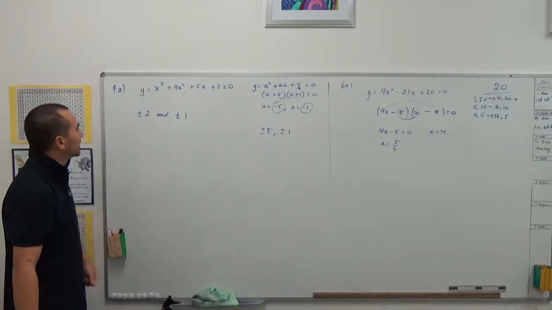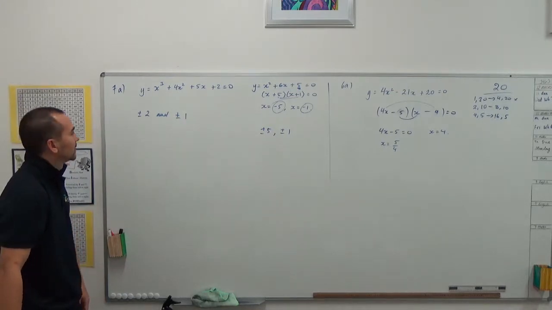All right, take a guess for me. Ellen, pick one. Negative 2. Negative 2. All right.